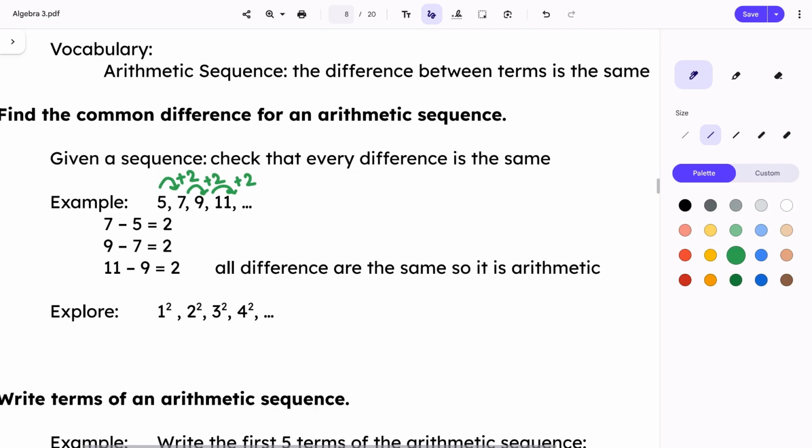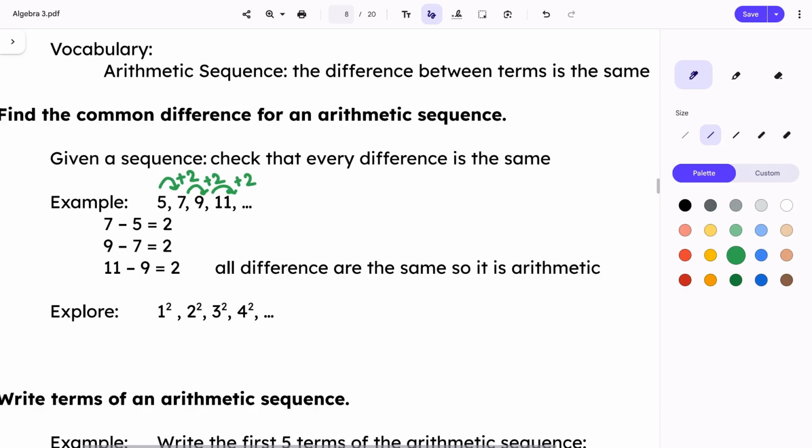7 minus 5 is 2, 9 minus 7 is 2, 11 minus 9 is 2. So since I'm getting 2's all the time, that means it's going to have to be arithmetic. If I'm not getting the same difference between them, then it's not going to be arithmetic. It could be a different type of sequence that we're not there yet with. So let's do this next one.